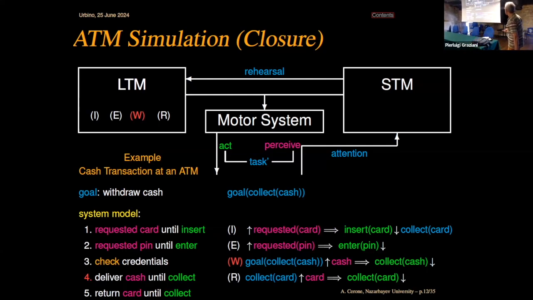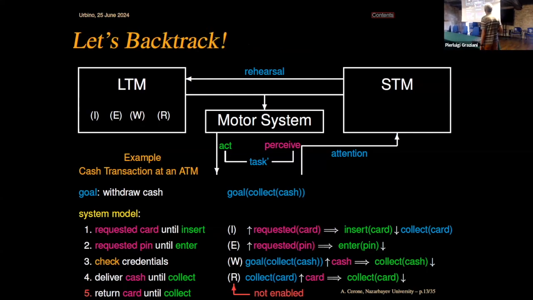Okay, let's backtrack now. So this is clearly not enabled. We want to make it enabled. So we want to go back to the situation in which we are here. And we want to swap, as we said, these two different steps in the ATM. So we do it.